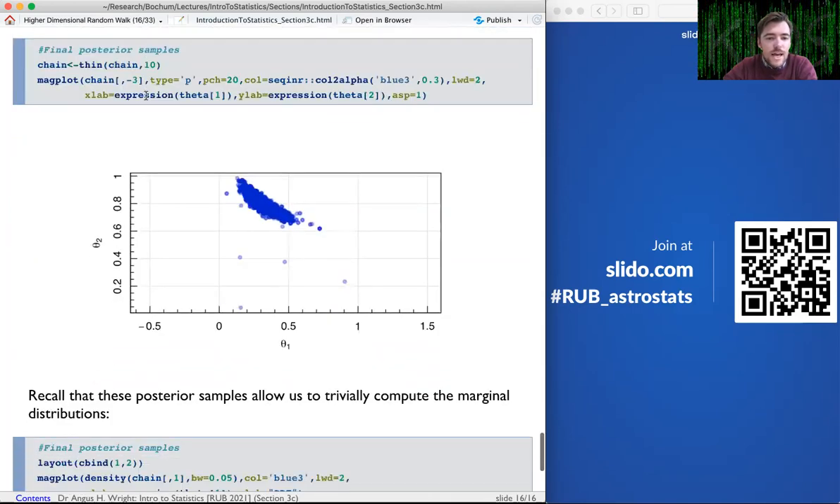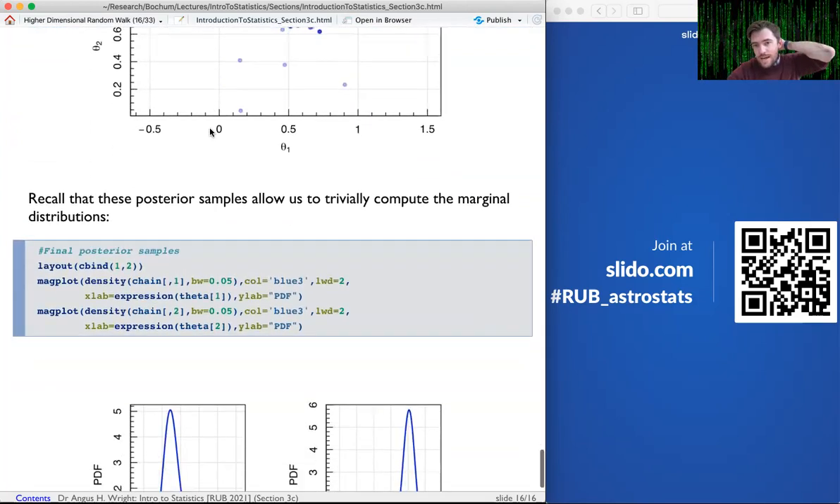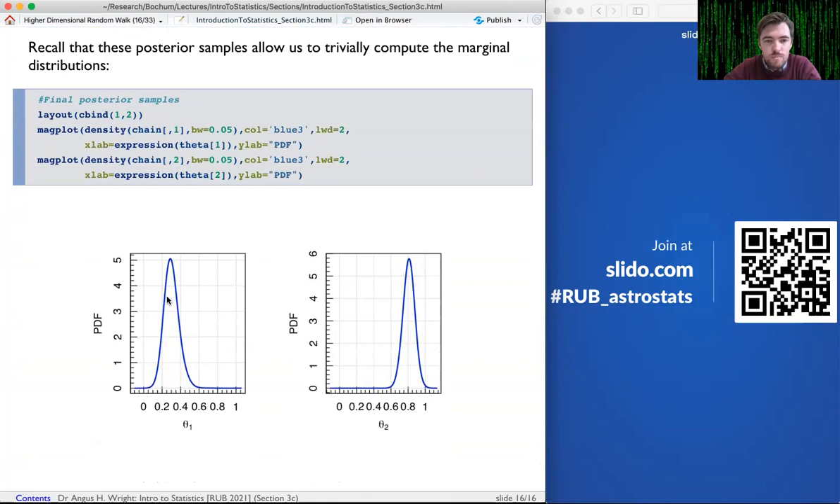But we have these posterior samples, and because we have these posterior samples, we can now trivially compute the marginal distribution. The marginal distribution of our 2 values looks like this. It's got a peak at 0.3 and some 0.05 standard deviation in θ1, and it's got a peak at 0.8 and a standard deviation of 0.005 again in θ2.